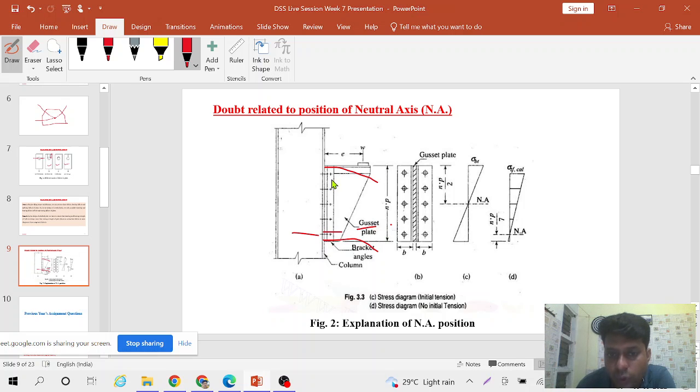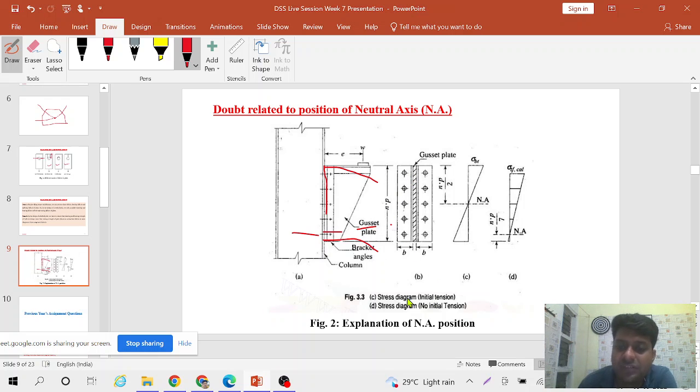So above this, due to this bending, tension will come on the upper side and compression will come on the lower side, meaning below the neutral axis compression will come. So due to this it will lose contact. This is the contact surface, and this contact surface will break. So the entire tension will be passed through this bolt.